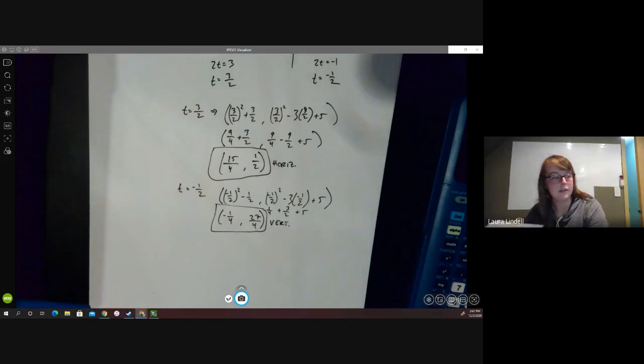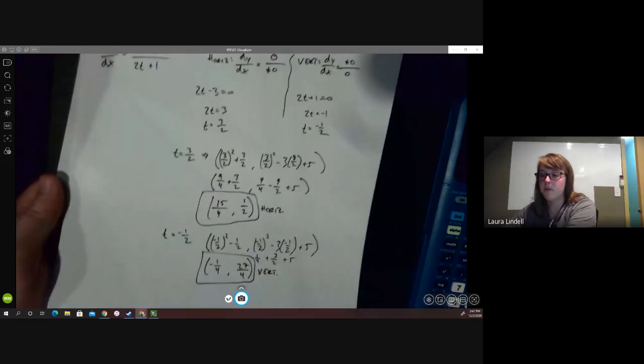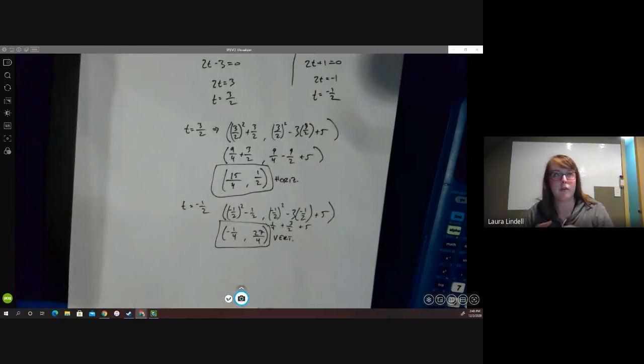Okay. So that's everything we did in class today. So just to recap real quick, we found first and second derivatives of parametrics. We found equations of tangent lines to a parametric, and we found points of horizontal and vertical tangency for a parametric.